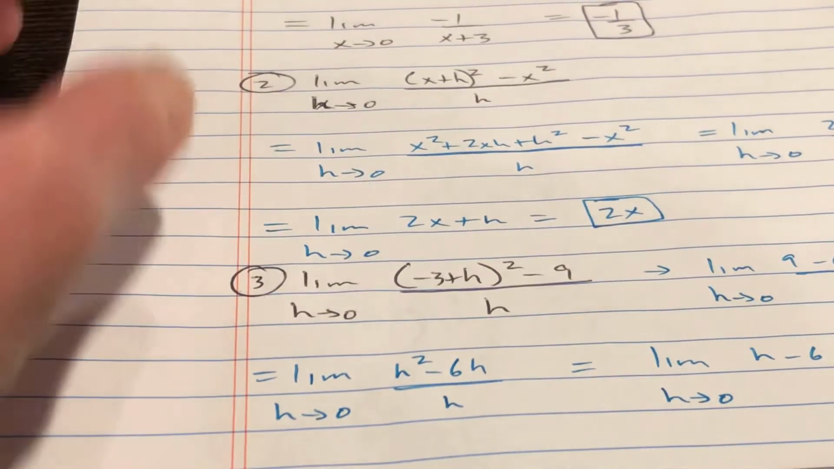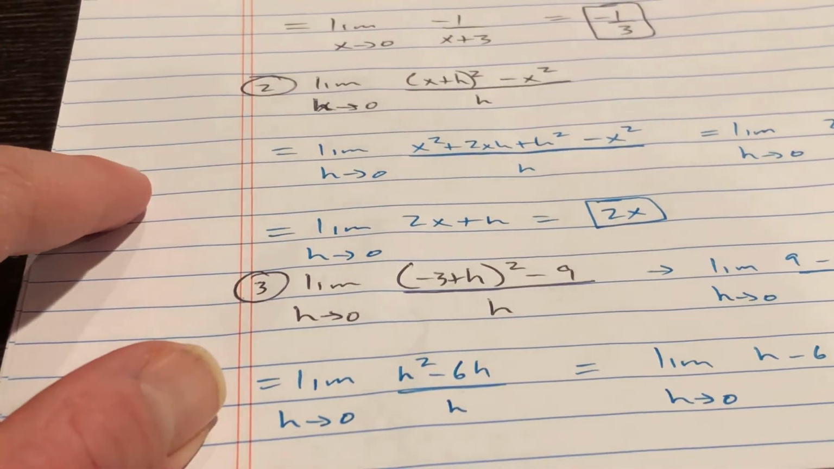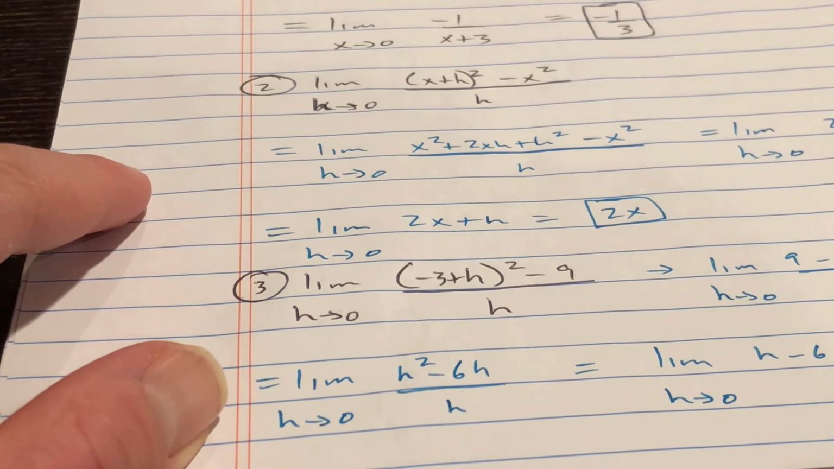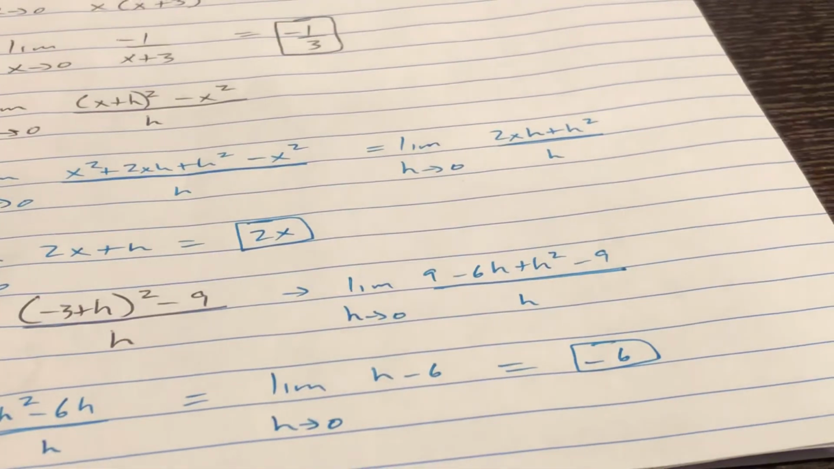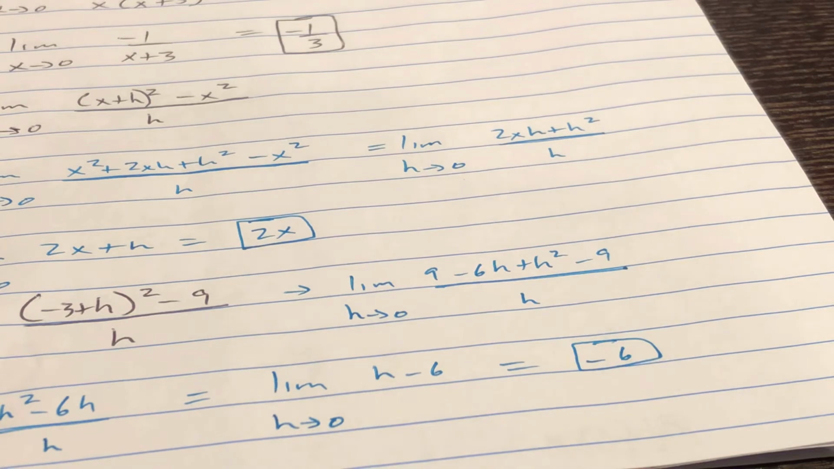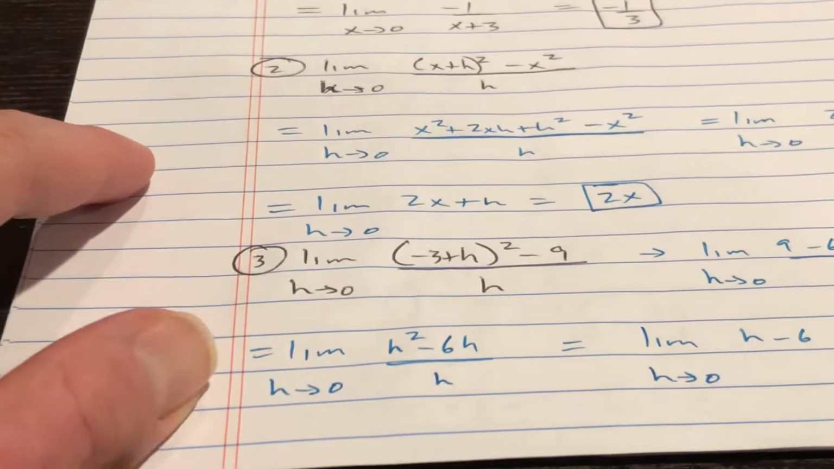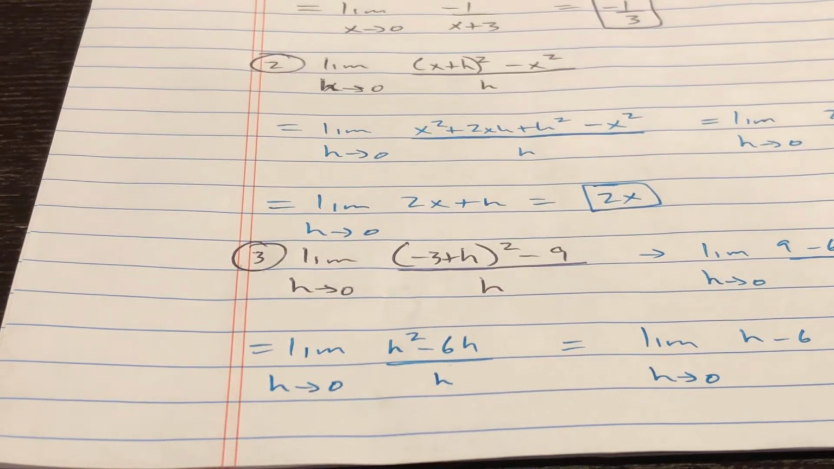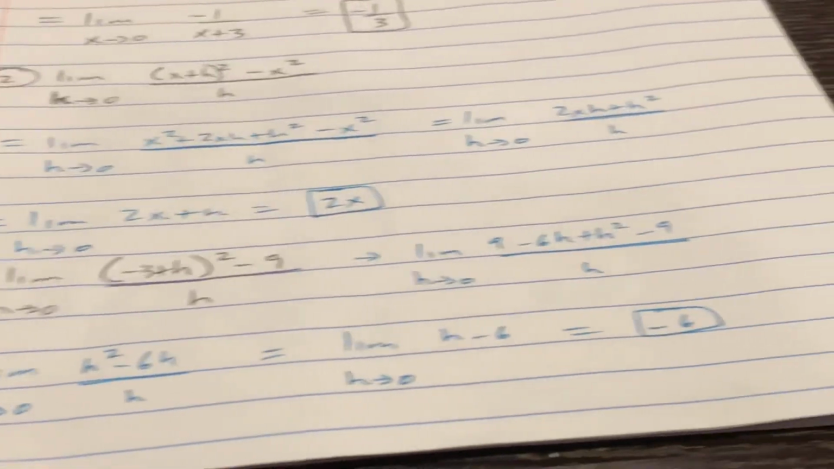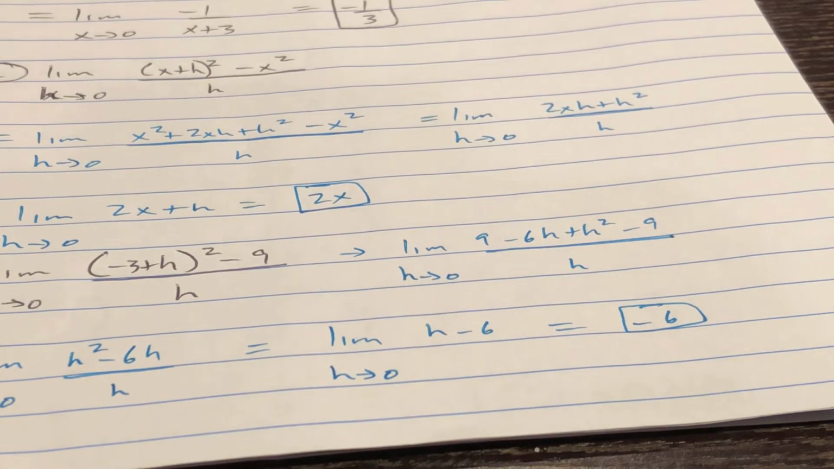On 3, I'm going to FOIL this out. 9 minus 6h plus h squared minus 9, all over h. Again, the limit as h goes to 0. The 9's cancel. The h's cancel. Plug 0 in for h.